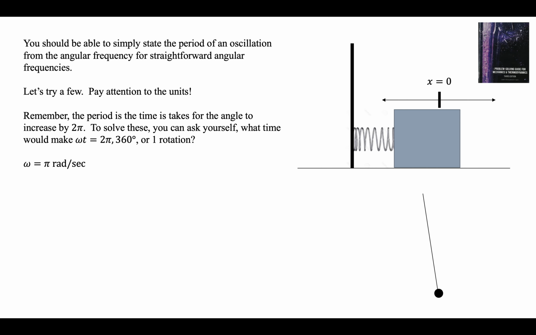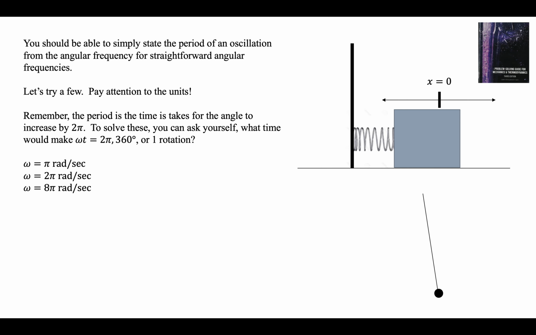If it goes half a cycle in 1 second, it takes 2 seconds to go one cycle. The period's 2 seconds. Just think about it. 2 pi radians every second. That's 1 cycle per second. The period is 1 second.